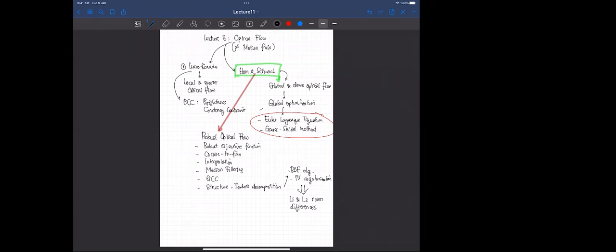Okay, so this is another paper, on shadow removal. We have a shadow here, and we remove the shadow. This is the concept of shadow detection and shadow removal.